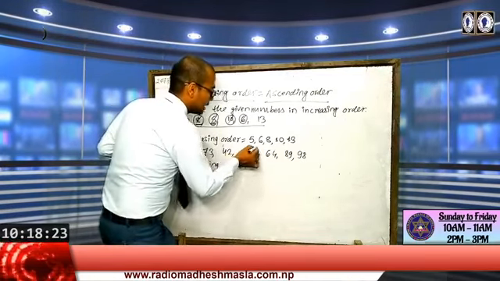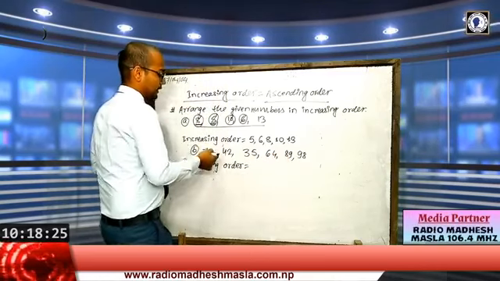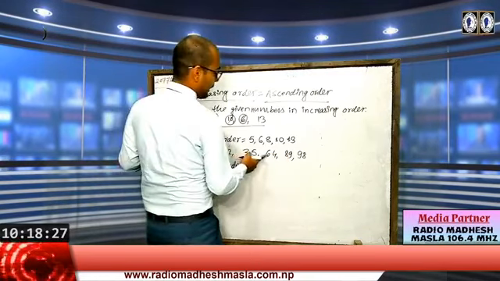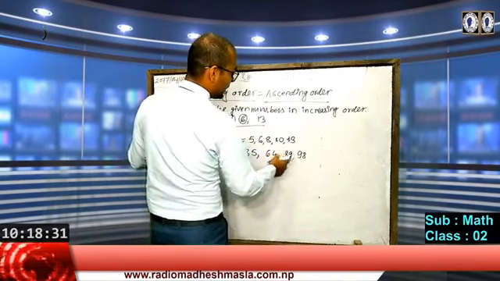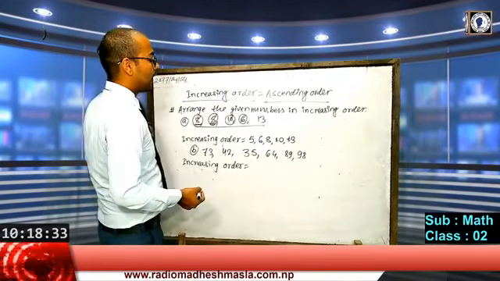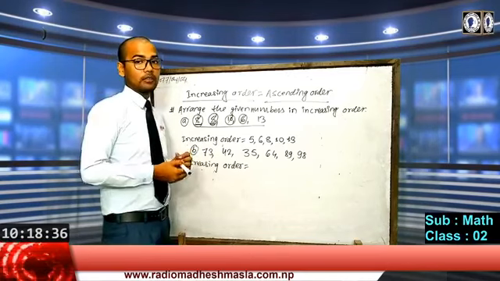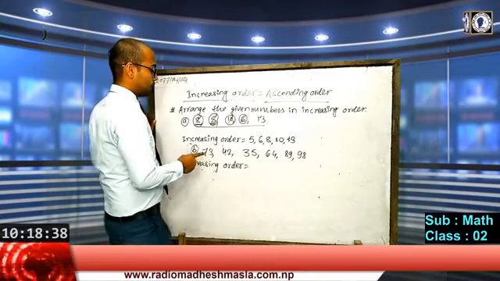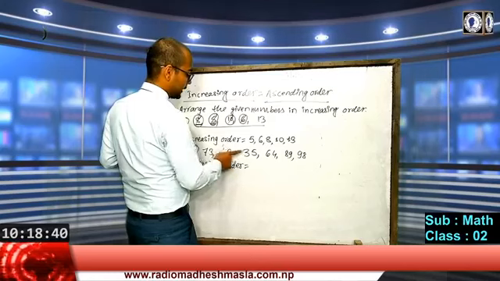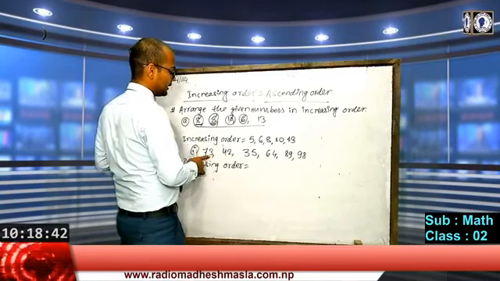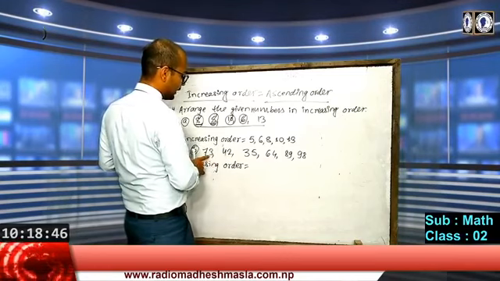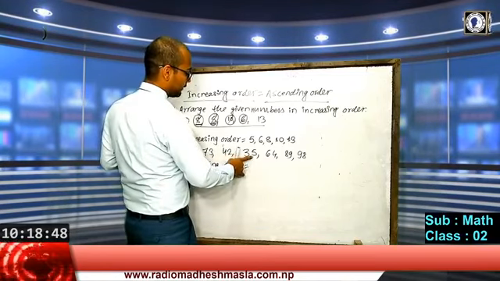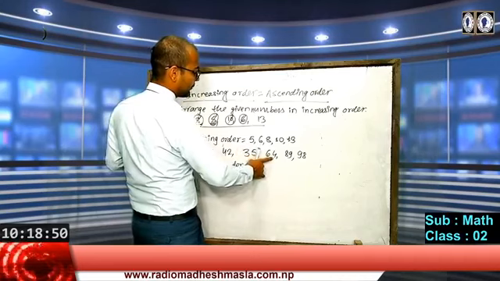Here the first one is 73, then 42, then 35, then 64, then 89, then 98. So students, to find the smallest number, we first compare their first digits. In 73 the first digit is 7, then in 42 it is 4, and we can find 7 is greater, then 5 is greater in 35 than 4.